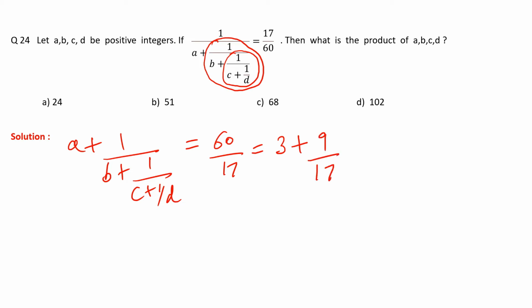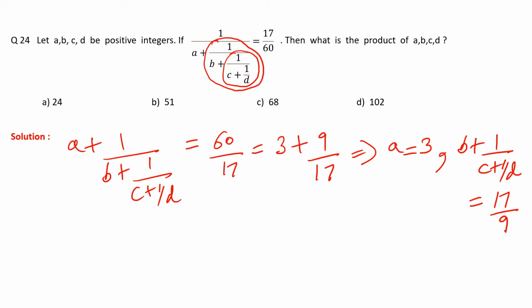When I divide 60 by 17, I get 3 plus 9 upon 17, right? Now students, if we compare both sides, we can clearly say A is equal to 3 and 1 upon B plus 1 upon C plus 1 upon D will be equal to 9 upon 17. So that means B plus 1 upon C plus 1 upon D will come out to be 17 upon 9. Now repeat the same process for this particular term. B plus 1 upon C plus 1 upon D can be written as 17 upon 9, which is further 1 plus 8 upon 9, right?